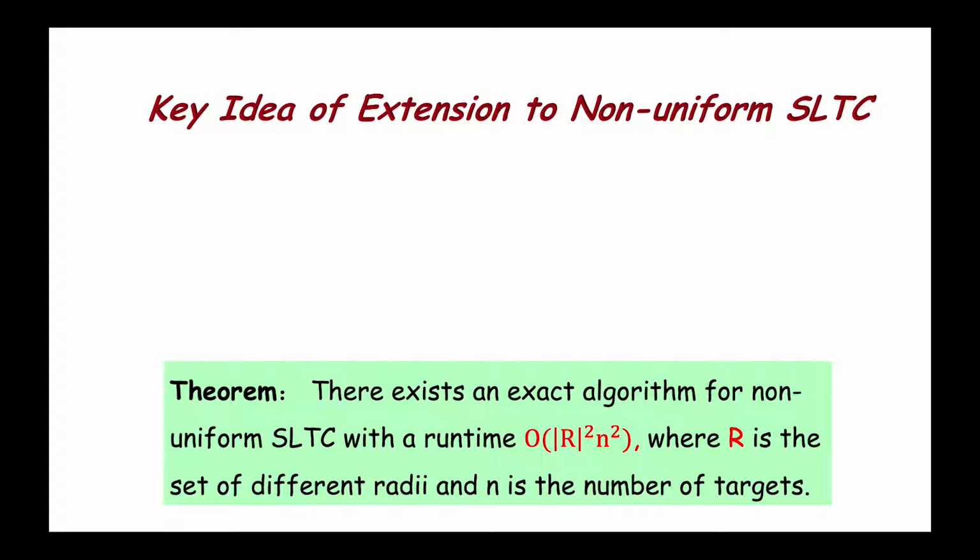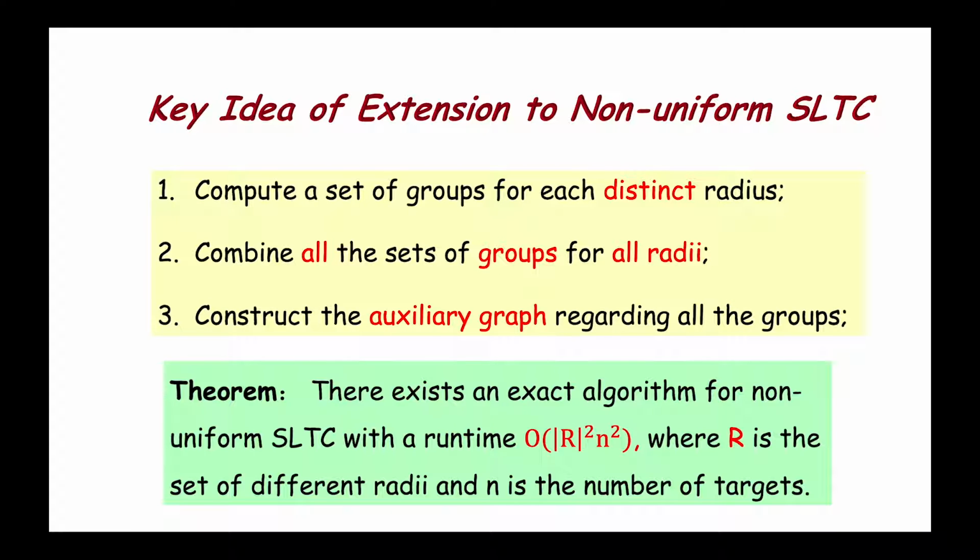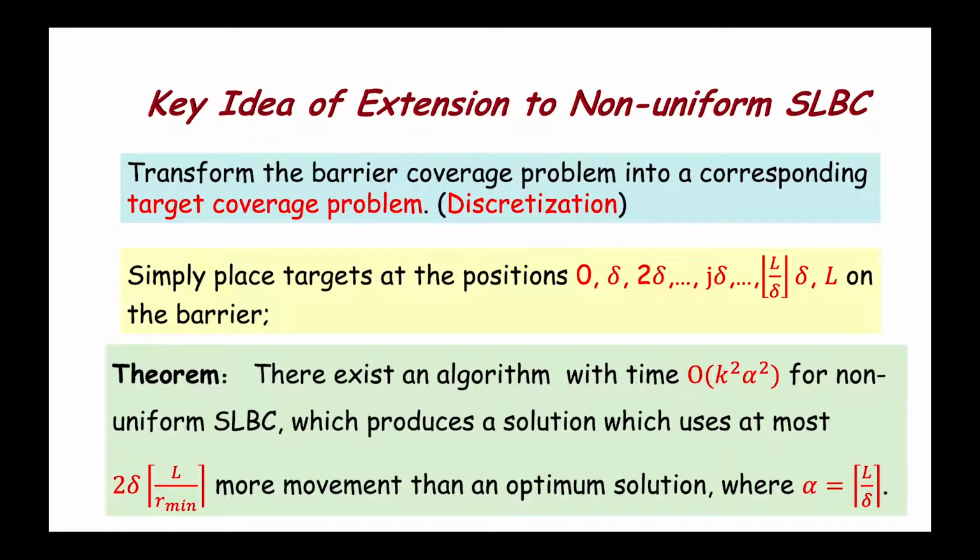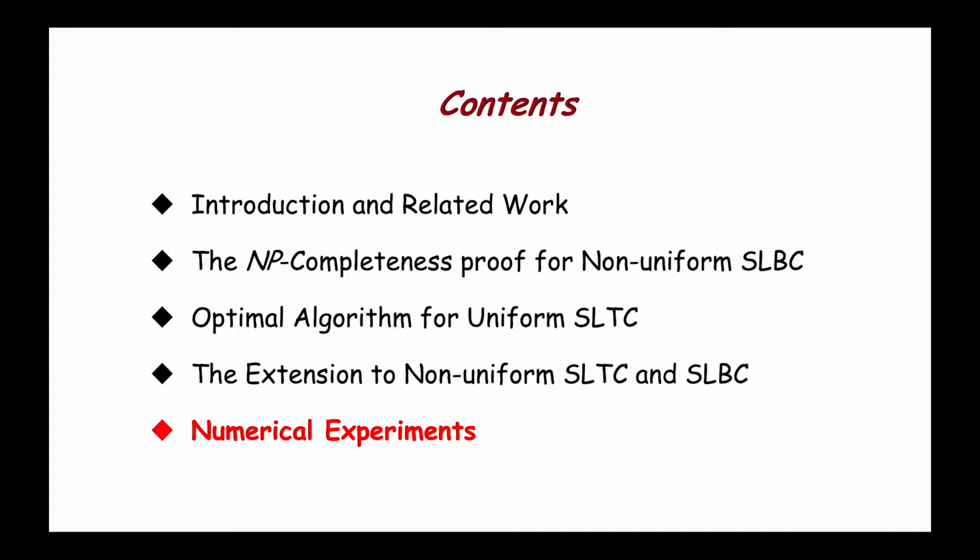The key idea of extending to non-uniform SLTC is computing a set of groups for each distinct radius and combining the groups to construct the auxiliary graph. We further extend the method to the continuous version and get an approximation algorithm for non-uniform SLTC.